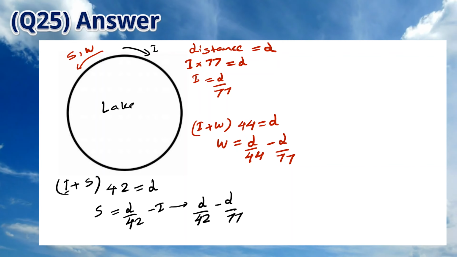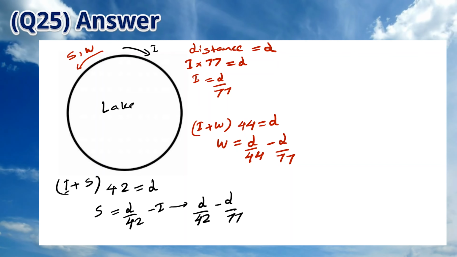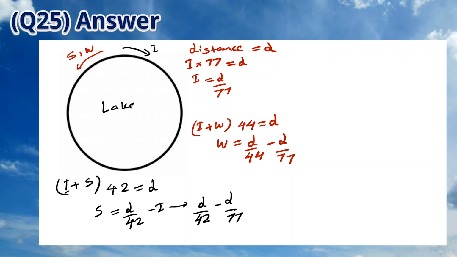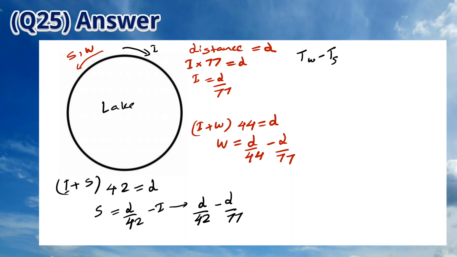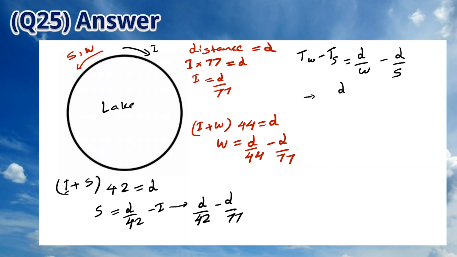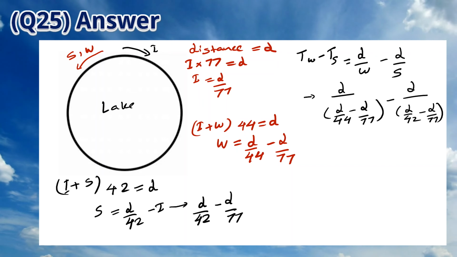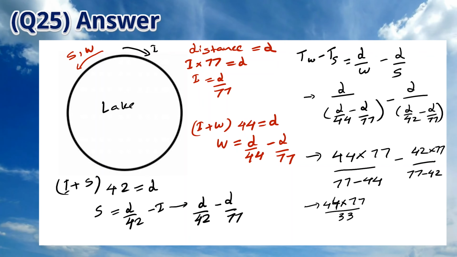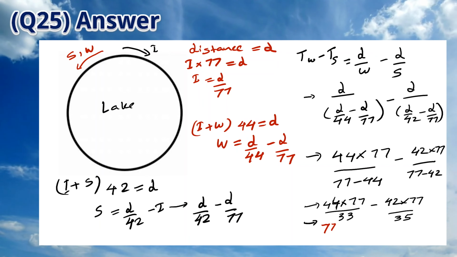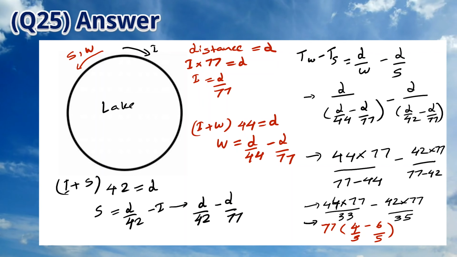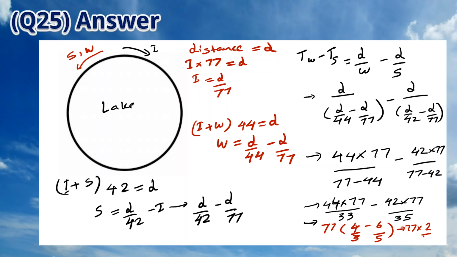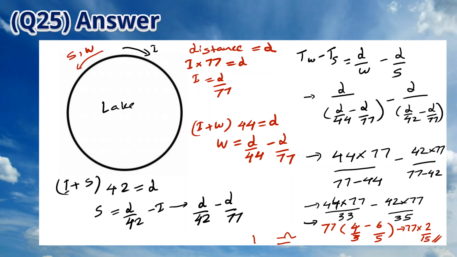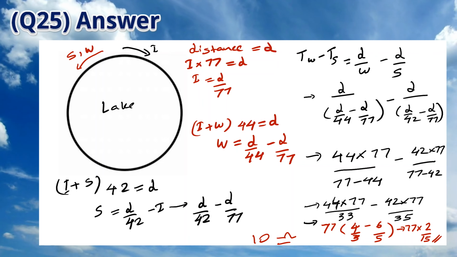Since we need to find the difference between the time that Wally takes and the time that Sally takes, we know that this is equal to D over W minus D over S. Substituting in the values of W and S we found earlier, we get an equation which we can simplify to get 77 multiplied by 2 over 15. This is approximately 10. This means that the answer is E.